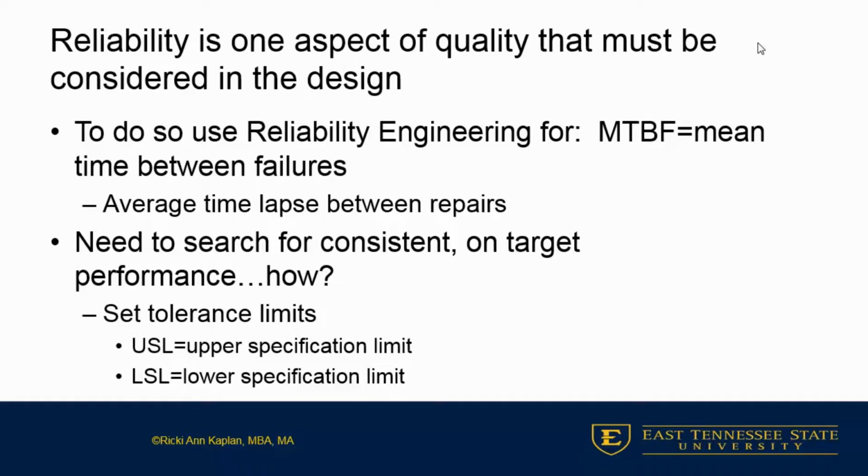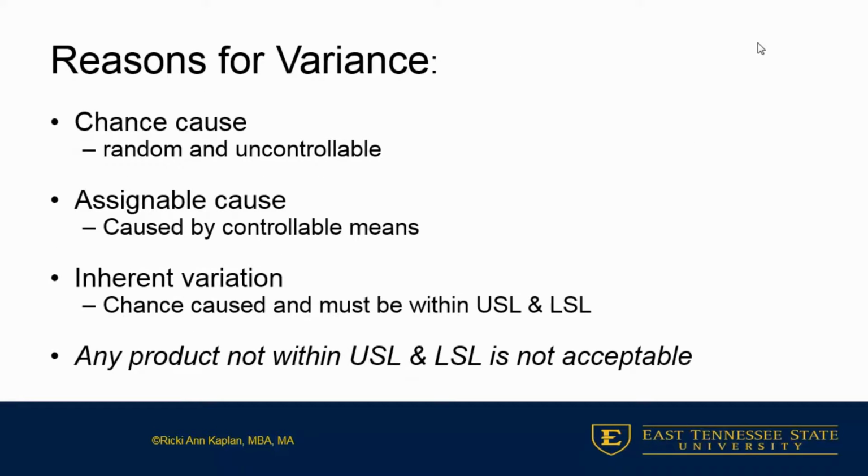You need to search for a consistent on-target performance. How? We're going to set tolerance limits. We're going to talk about those in just a little minute, but our upper specification limit and our lower specification limit. A lot of times these are also called control limits. So hold on to that thought. We'll come back to it in just a minute, because we need to figure out why we need our specification or control limits. And that's because there's variance.